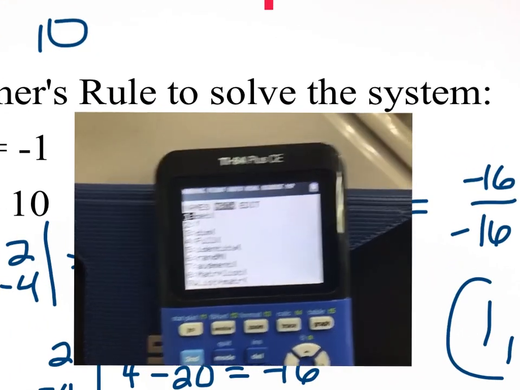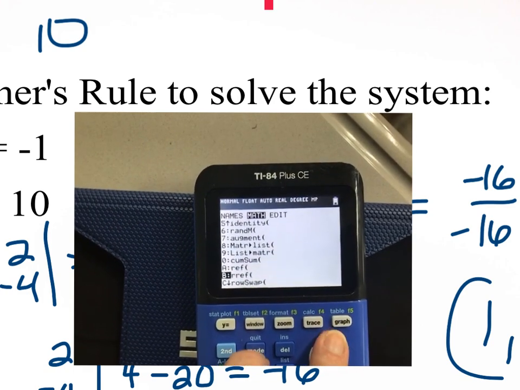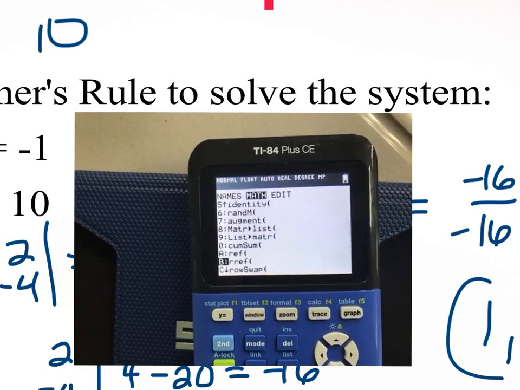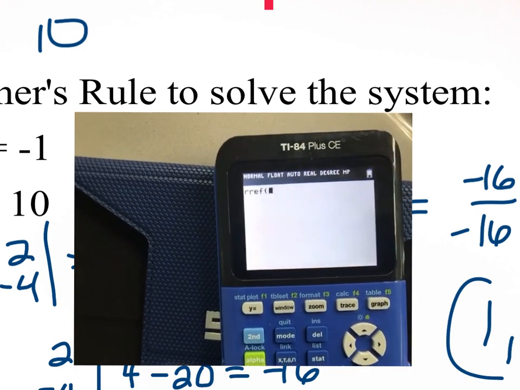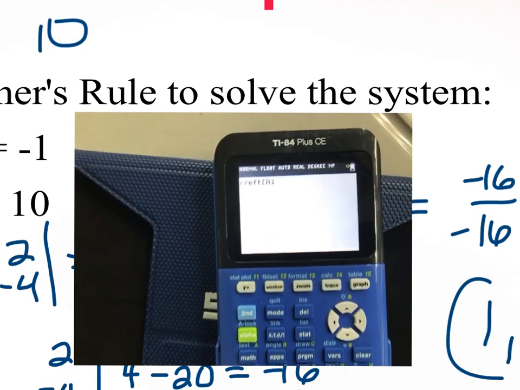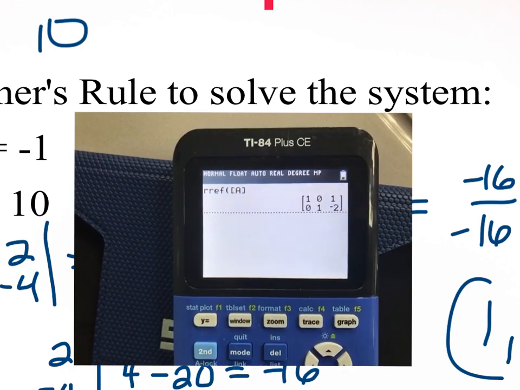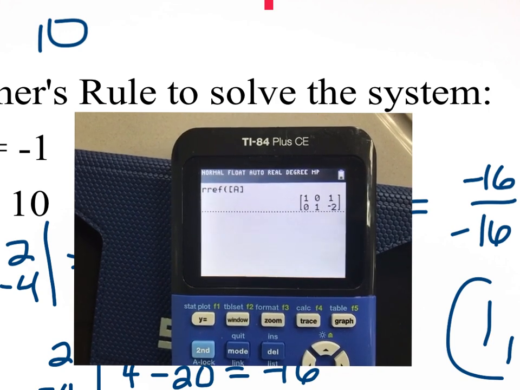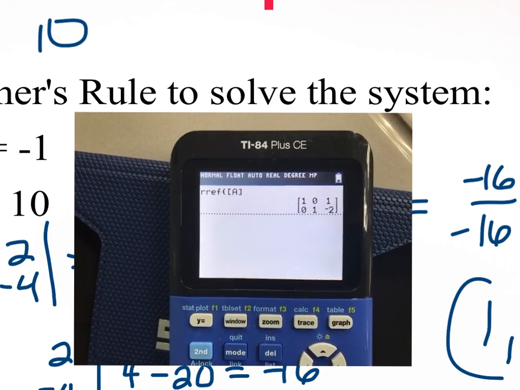And then you're going to scroll all the way down to RREF, which stands for reduced row echelon form. I'm going to hit that. I'm going to bring back my matrix, which was A. And I hit enter. And it's going to give it to me in reduced row echelon format, which is 1, 0, 1, 0, 1, negative 2. Okay, that would be x equals 1, y equals negative 2.